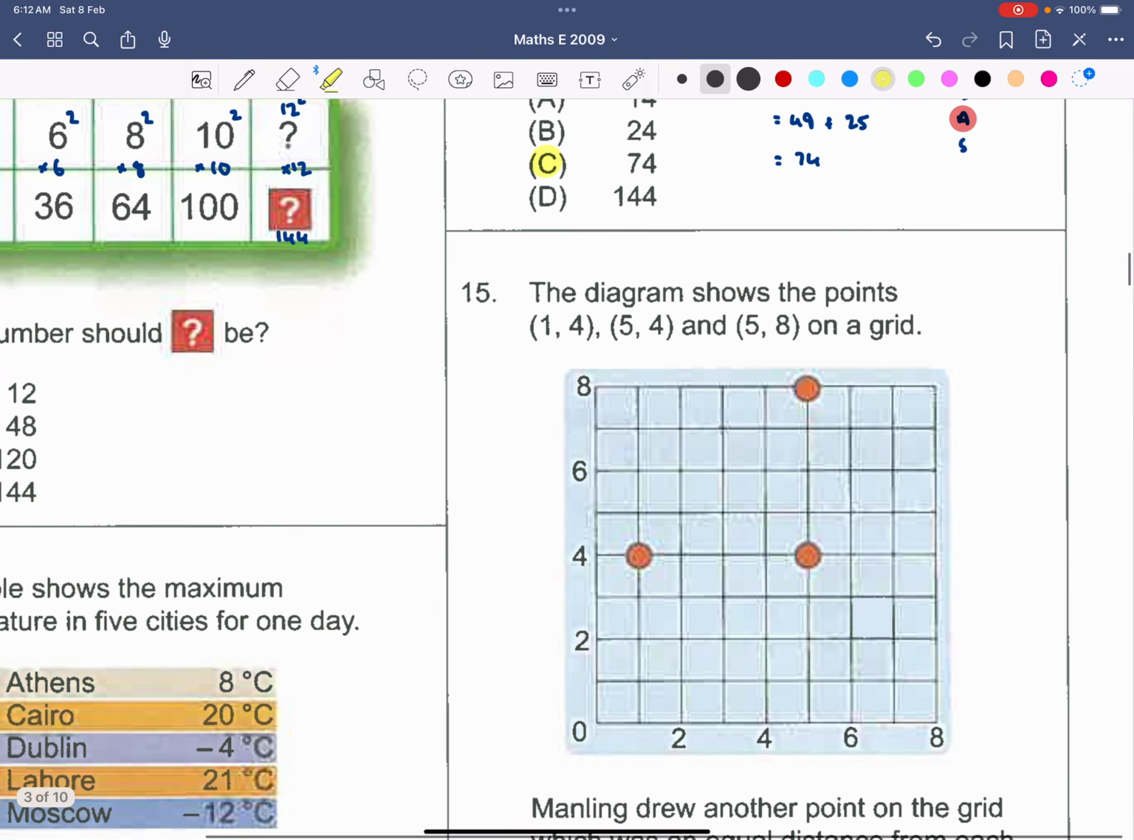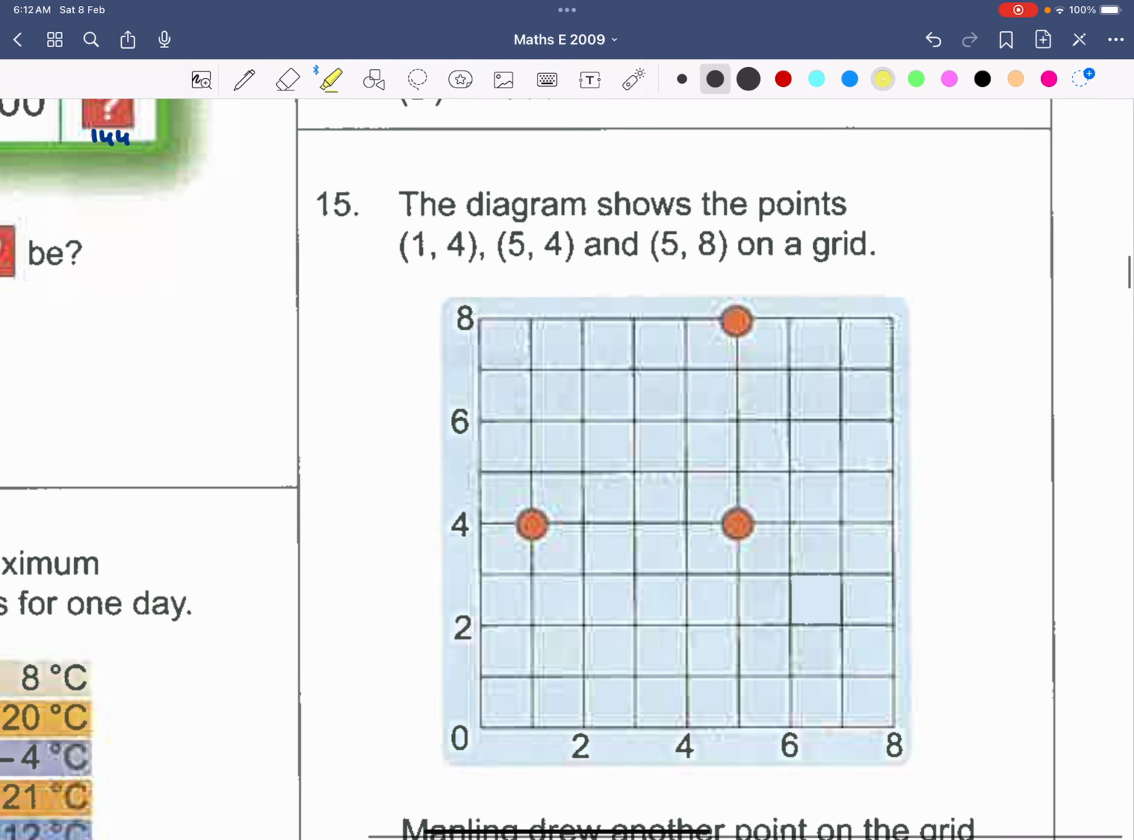Next question. The diagram shows the points 1, 4, 5, 4, 5, 8 on a grid. So I hope everyone knows how these work. You always give the x value first and then the y value. This here is the x-axis and always the vertical one is the y-axis. So you can see that this one is 1 unit to the right and 4 units up. So this is the point 1, 4. This one you can see is 5 units to the right and 4 units up. So this is the point 5, 4. And then this here is 5 units to the right and 8 units up. So this here is 5, 8.